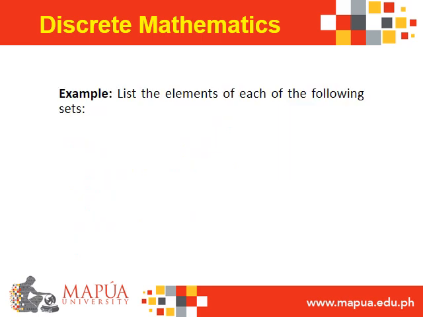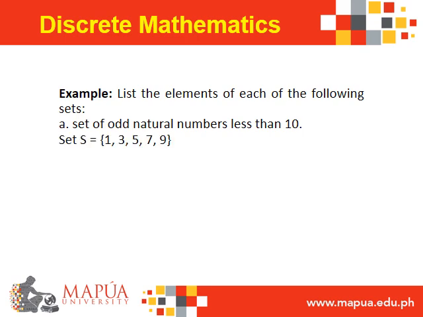Let's evaluate a few examples. List down the elements of each of the following sets. The set of odd natural numbers less than 10. That would mean our set would contain values of 1, 3, 5, 7, and 9. Our set S this time contains values of x, which are elements of your integers that satisfy this given equation. Therefore, our set will only contain values like -1 and -2.